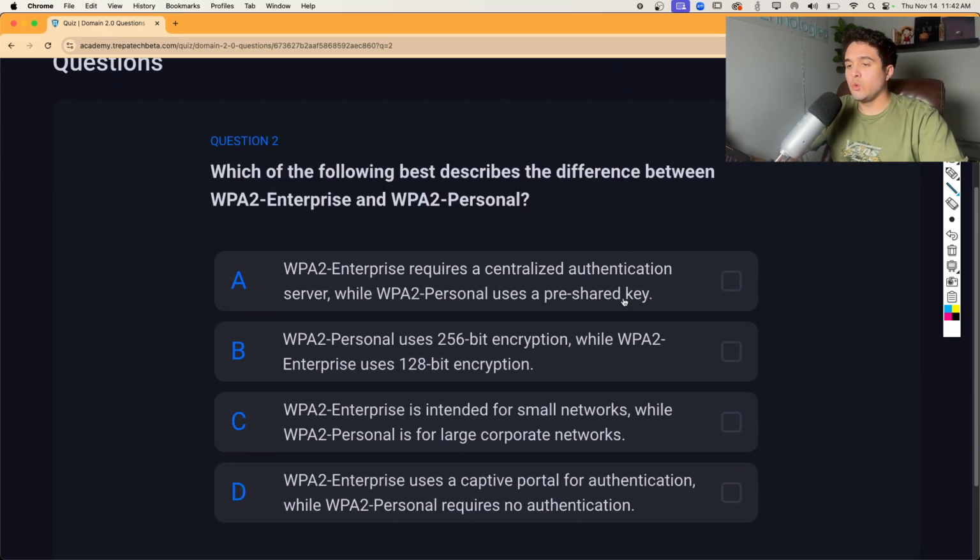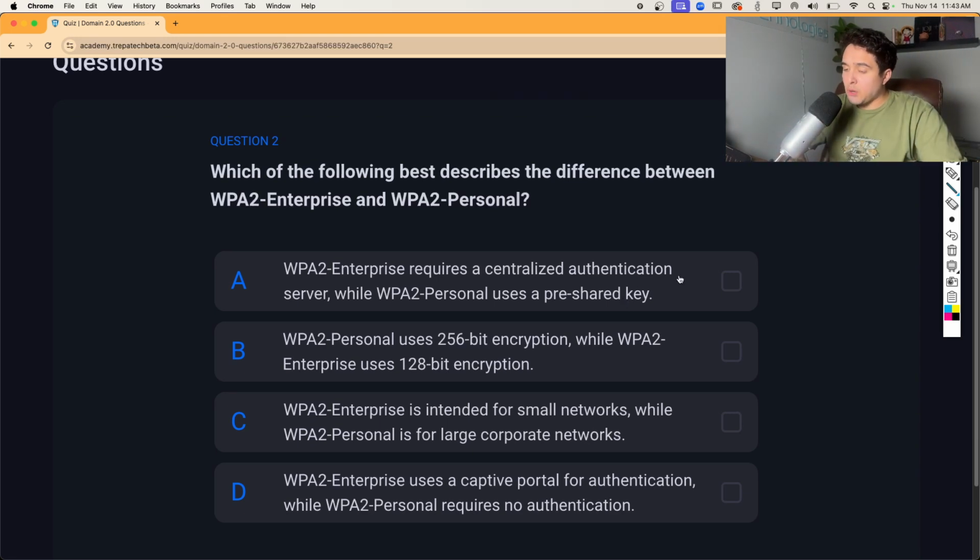Question 2. Which of the following best describes the differences between WPA2 Enterprise and WPA2 Personal? Now, whether we're talking WPA, WPA2, or 3, the differences between Personal and Enterprise are the same amongst all the different Wi-Fi Protected Access encryption. Enterprise has a centralized server. It's using RADIUS or TACACS to provide centralized authentication and authorization for users accessing a wireless network. Typically, RADIUS is involved, maybe 802.1X.